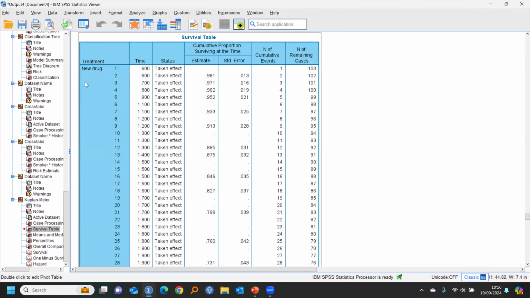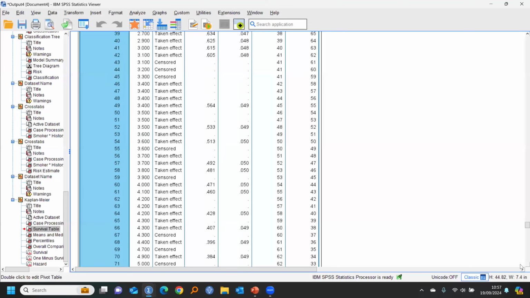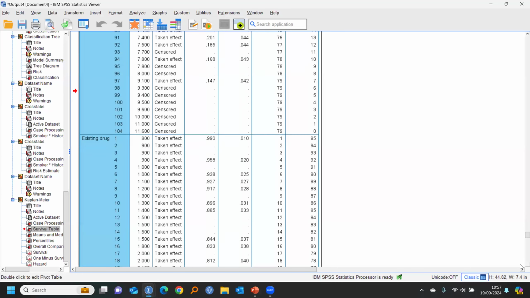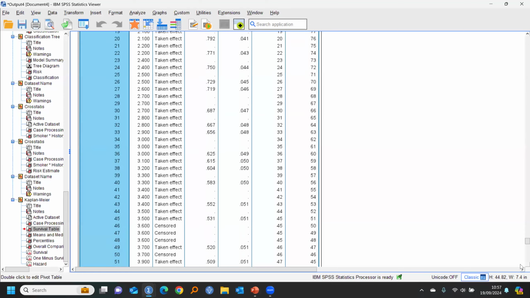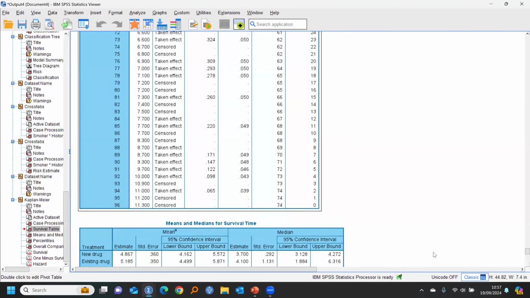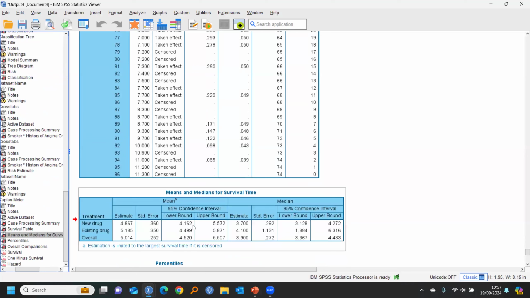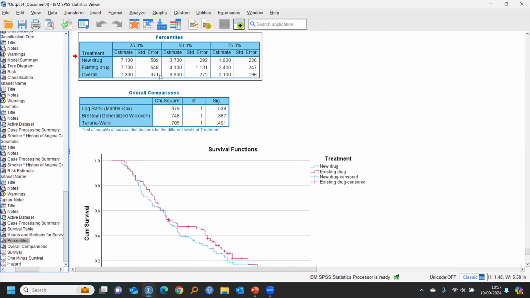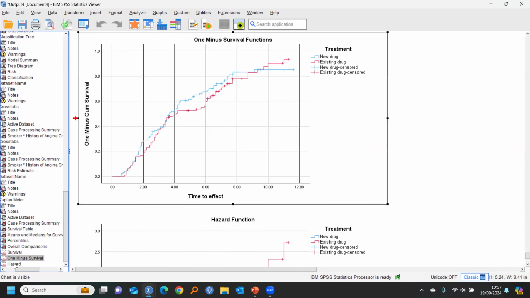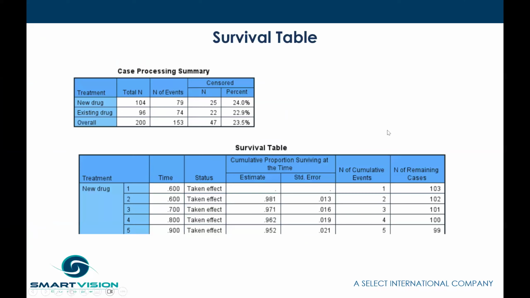First of all, I get a big survival table, and it's basically two tables, one on top of the other. It's got the new drug at the top, and then at the bottom, it's got the survival table welded onto the bottom of that for the existing drug, so the standard treatment. And then after that, we've got some means, some just averages. It's showing us confidence intervals, some percentile values, some statistical tests in overall comparison, and then a bunch of plots. So let's work our way through these.